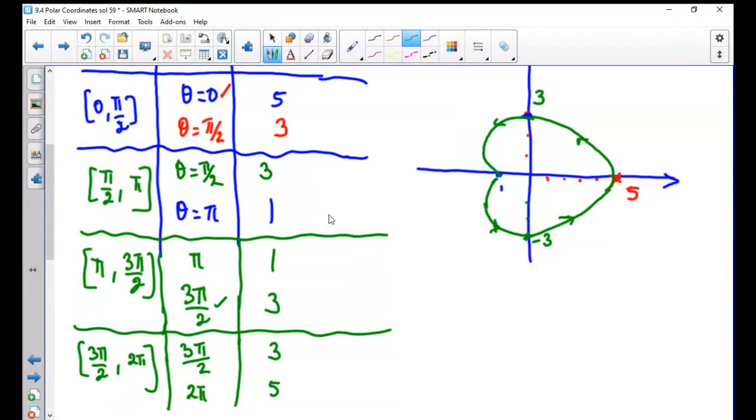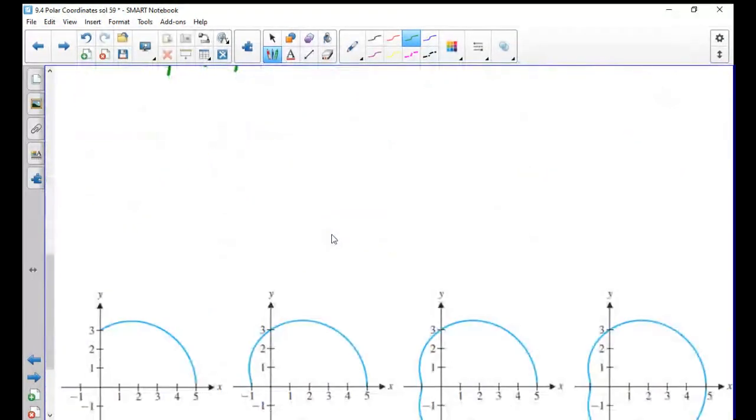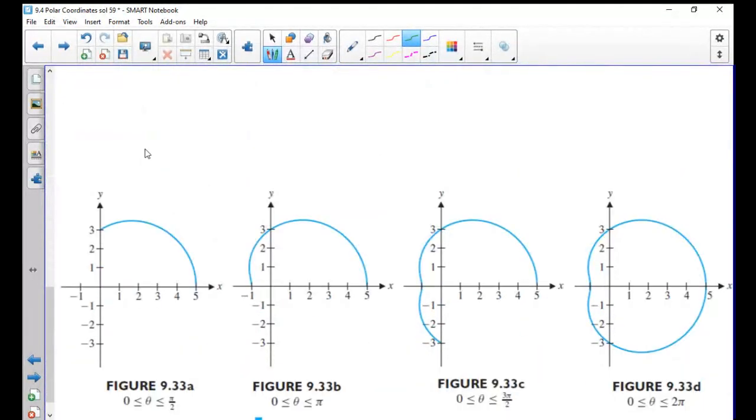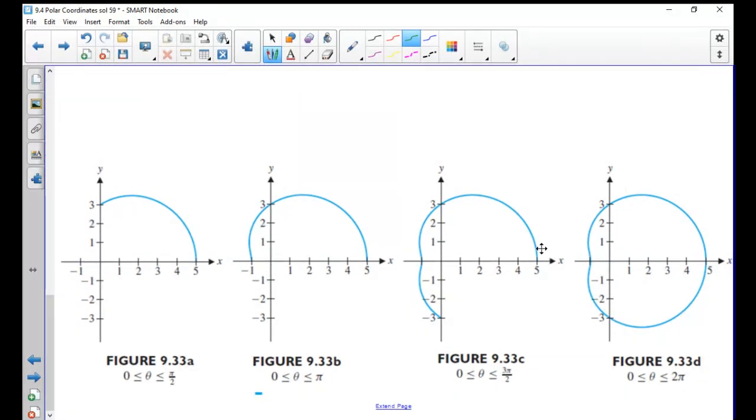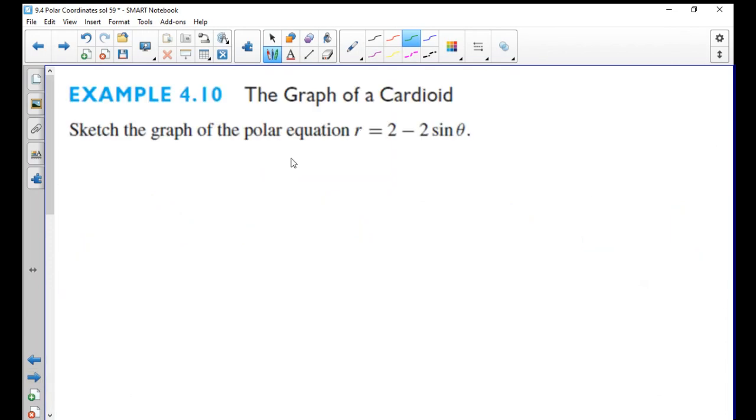Are we okay with this? Okay, and you can see it here. It's the different stages until you get the full graph. Finally, I want to sketch this one.